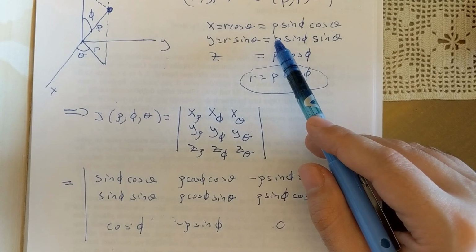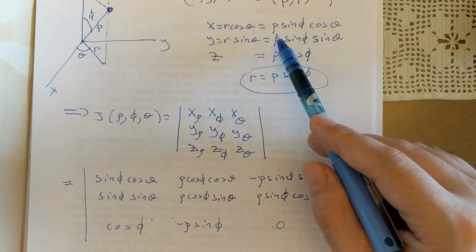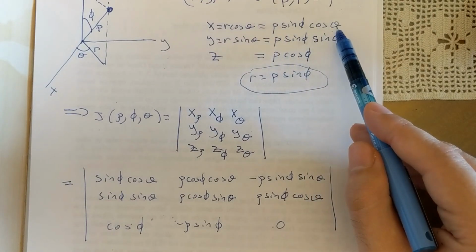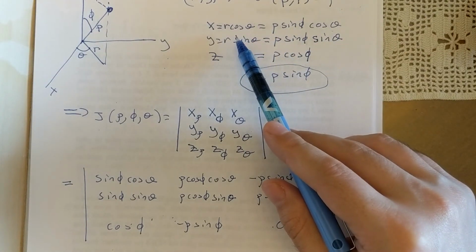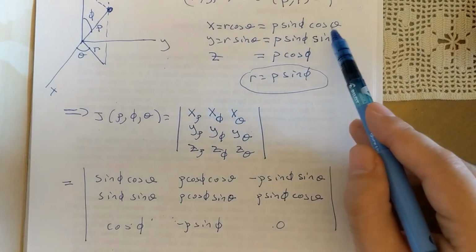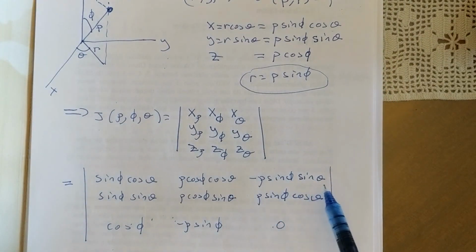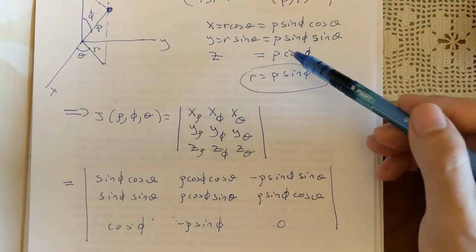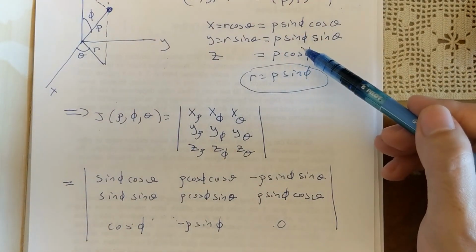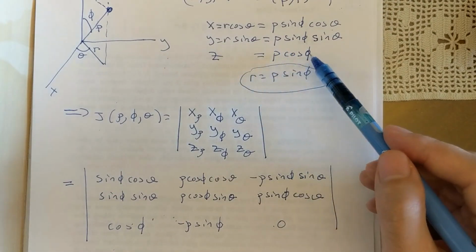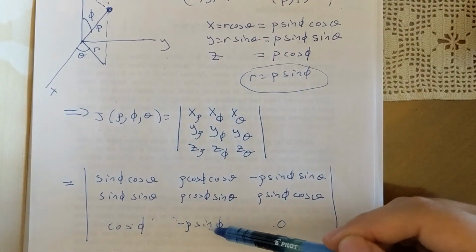So the partial of x with respect to rho would just be sine phi cosine theta. The partial of x with respect to phi would be, the derivative of sine phi is cosine phi, so it's going to be rho cosine phi cosine theta. And the partial of x with respect to theta was cosine theta, the derivative of that is going to be minus sine theta, so it's going to be minus rho sine phi sine theta. Okay, so I wrote all that here. Similarly, you do the same thing for y. z is, of course, a little bit easier. The partial of z with respect to rho is just going to be cosine phi, and the partial of z with respect to phi is going to be minus rho sine phi.